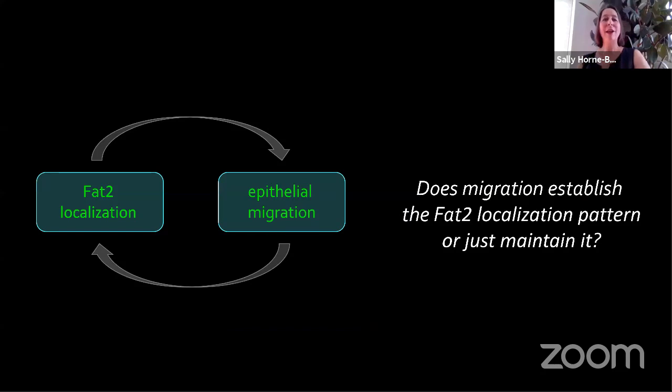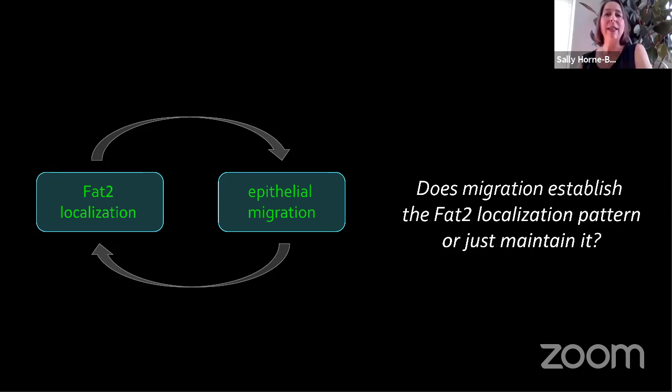Okay, so from these data, we can conclude at the very least that migration of the tissue is required to maintain FAT2's localization to the trailing edge. But what we'd really like to know is, is it also required to initiate that localization pattern? And typically this would be a fairly easy experiment, right? You just ask, is FAT2 polarized before the tissue starts migrating, or is the tissue migrating before FAT2 becomes polarized?